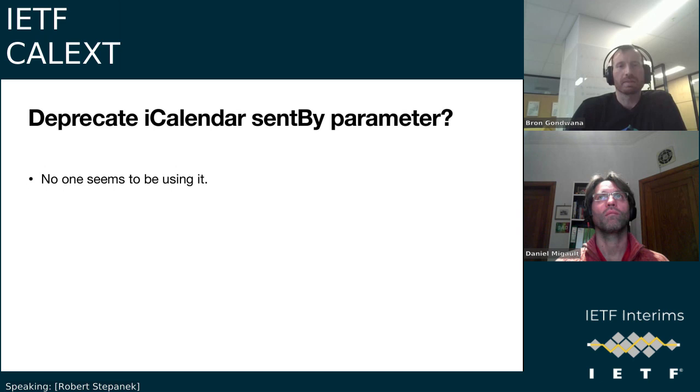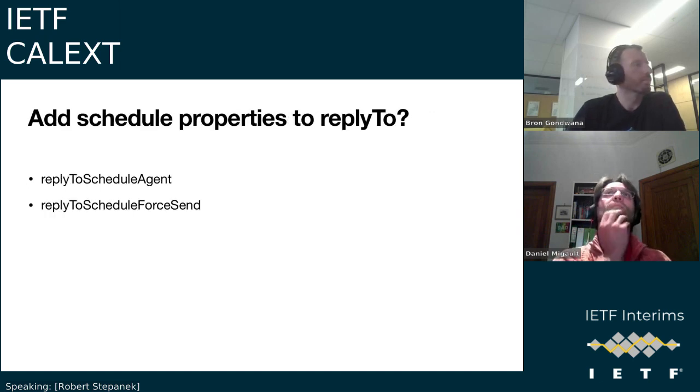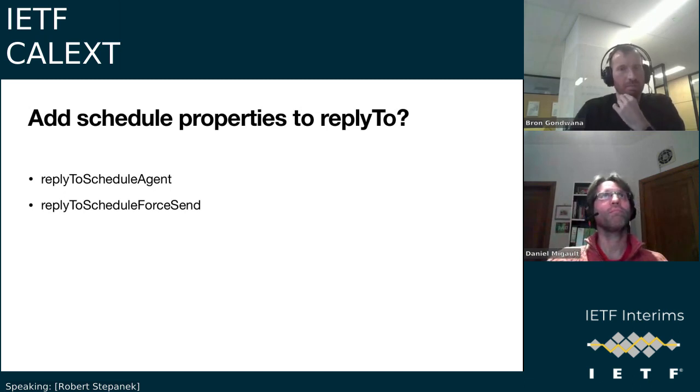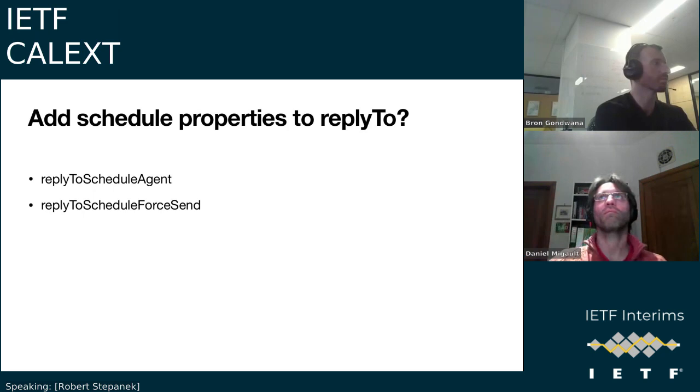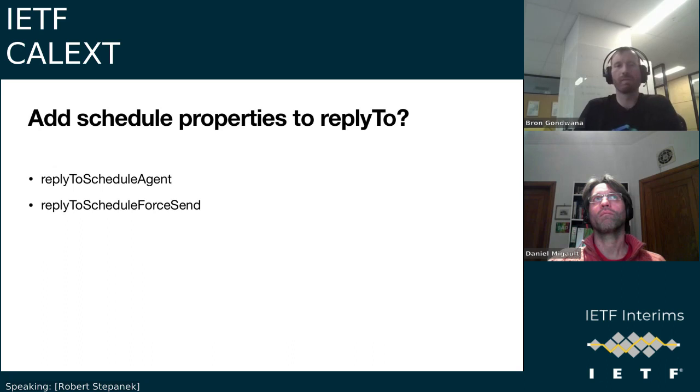Okay, perfect. Oh yeah, and this is just something I came to realize. I think we also need to add the schedule agent, schedule for send properties for the reply to as separate properties. Currently, you can just set the schedule agent, schedule for send properties on a participant. So really on the way sending something to the reply to, but you would also want to do that for the reply to. Yeah, this was just an omission in my understanding.